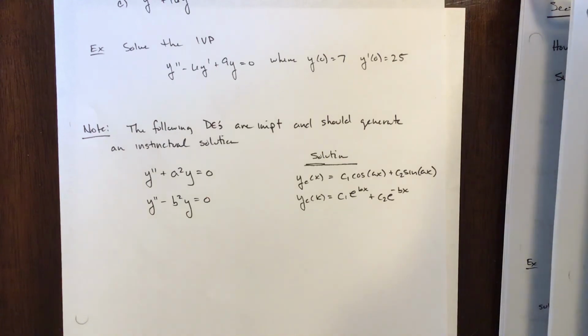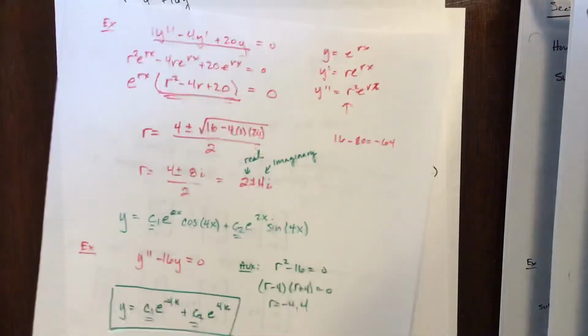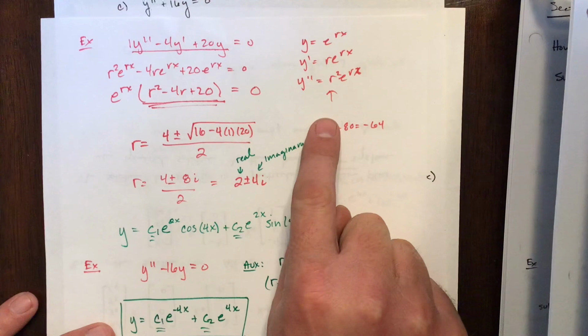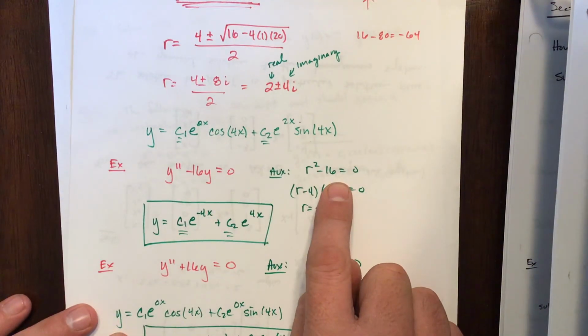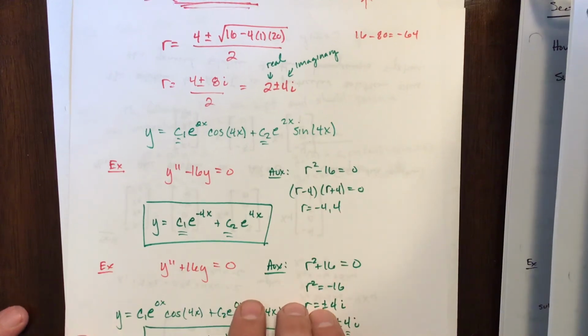Remember that as we do these problems, you don't need to make this substitution. You can just jump straight to our auxiliary polynomial and solve from there.